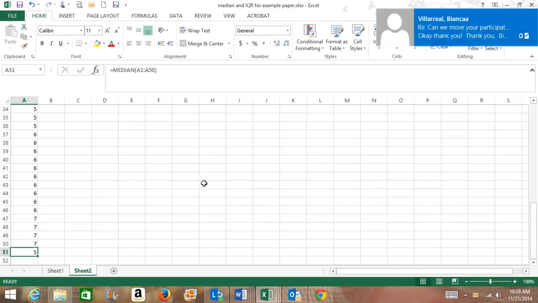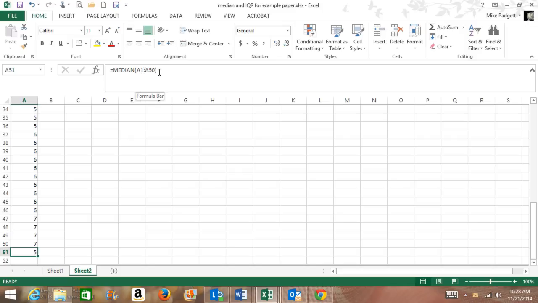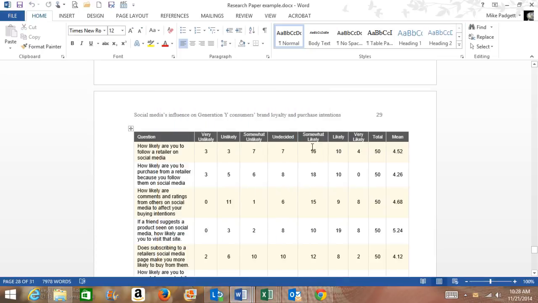So once you put all of them in, then all you're going to use is this formula, equal to median, and it's using the cells A1 to A50. So our median is equal to a 5. If we go back to our Word document, and look at our scale, 1, 2, 3, 4, 5, 5 would be somewhat likely. So for this question, it says, how likely are you to follow a retailer on social media? You would say, looking at a median equal to 5, this showed that most respondents were somewhat likely to follow a retailer on social media.